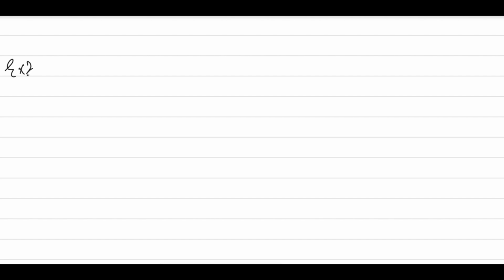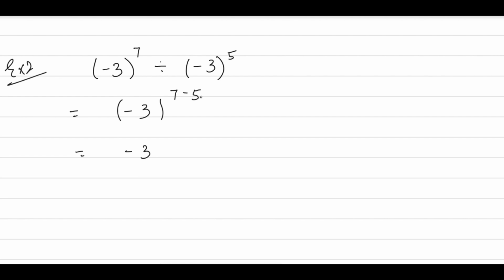Let's evaluate example 2. Let's evaluate negative 3 exponent 7, divided by negative 3 to the exponent 5. So if we do it with the law, the base stays the same and the exponents get subtracted, and my answer is negative 3 to the power 7 take away 5, which is 2, and this becomes pretty simple. Negative 3 times negative 3 is equal to 9. So these laws help us make our expressions easy and take less time to solve the given question.